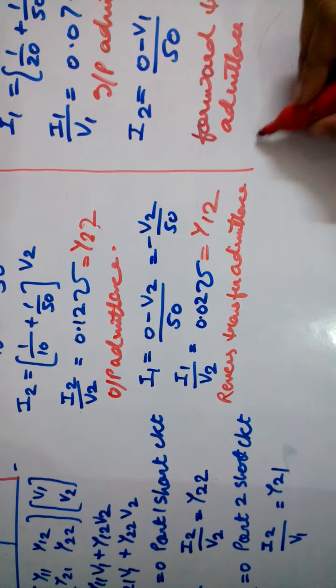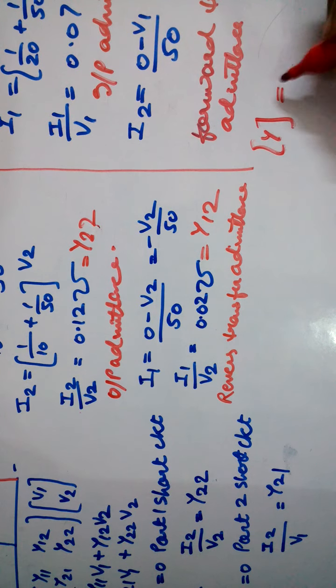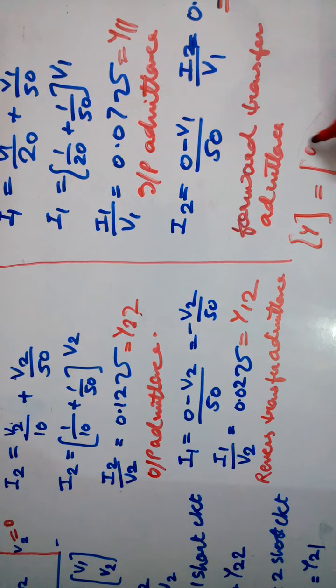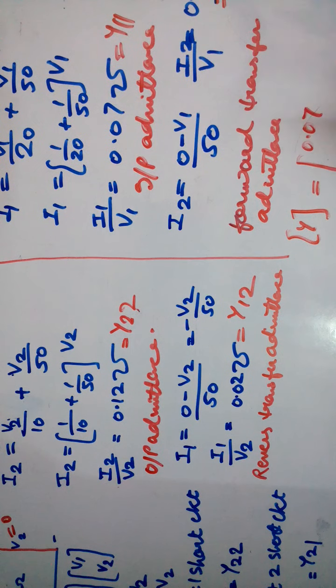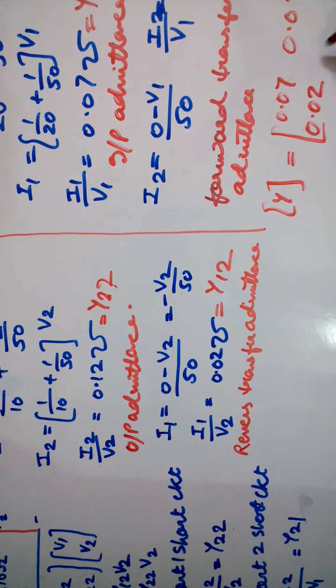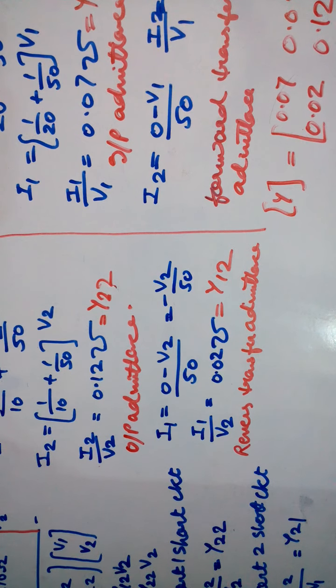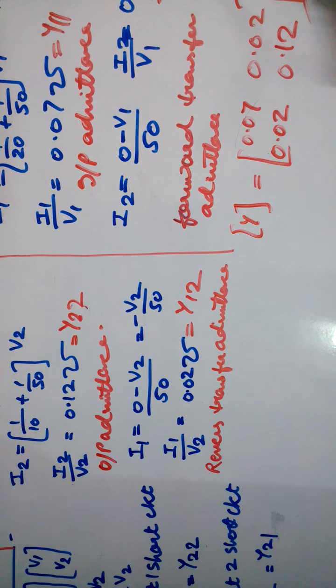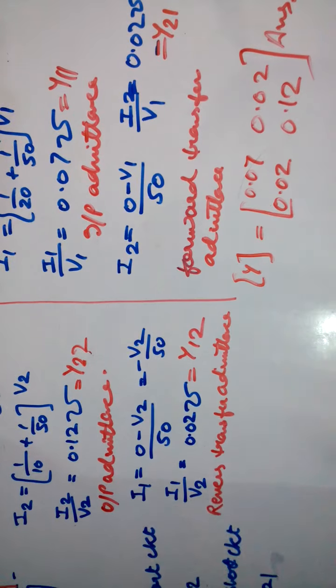Now let's write the Y parameter. Y11 is 0.07, Y12 is 0.02, Y21 is 0.02, and Y22 is 0.12. In your exam, always write the main answer in this format. Don't leave your answers like this, otherwise you lose out on getting full marks. If you write the answer in this format, you will definitely get full marks.